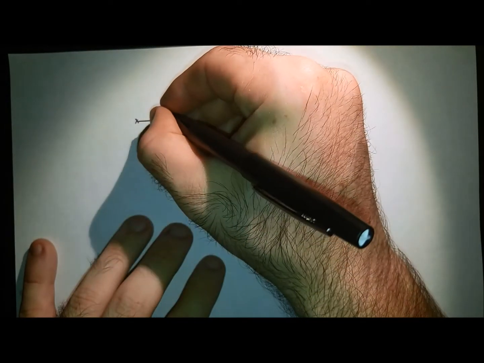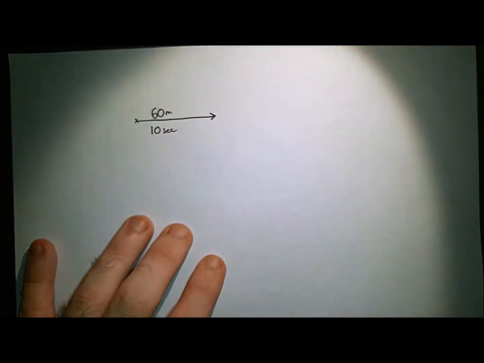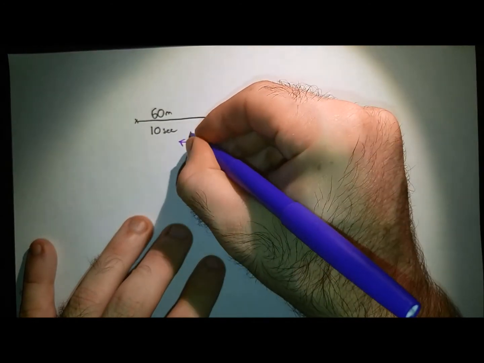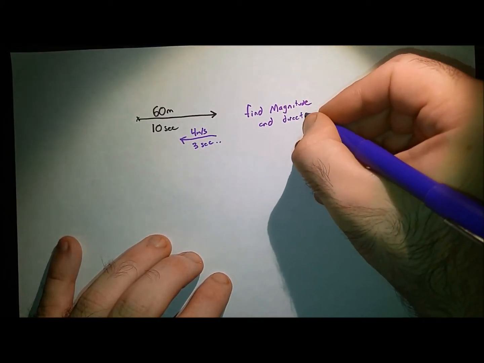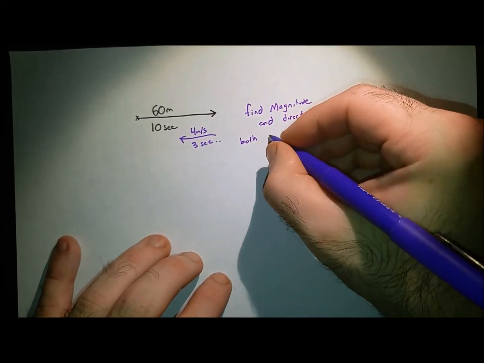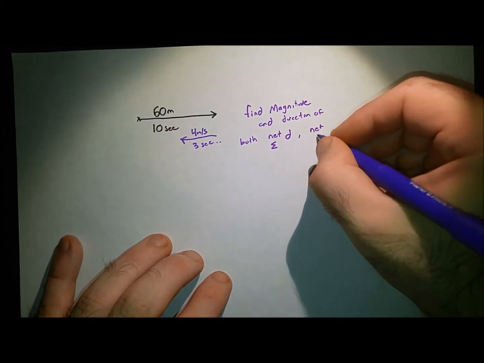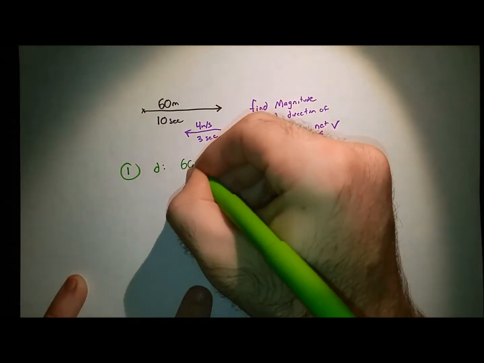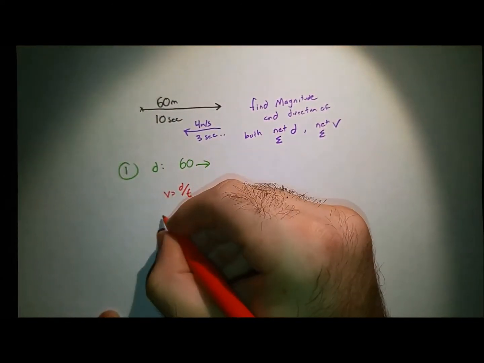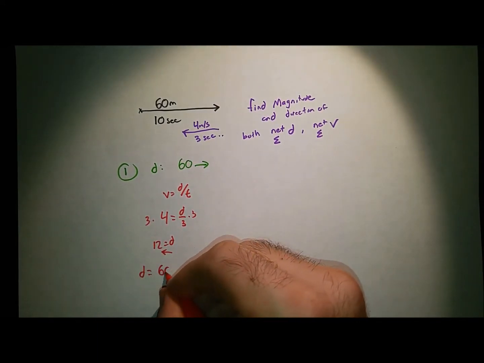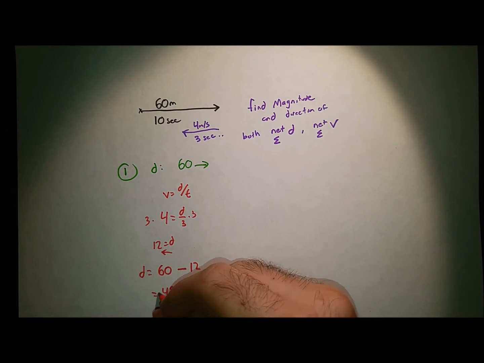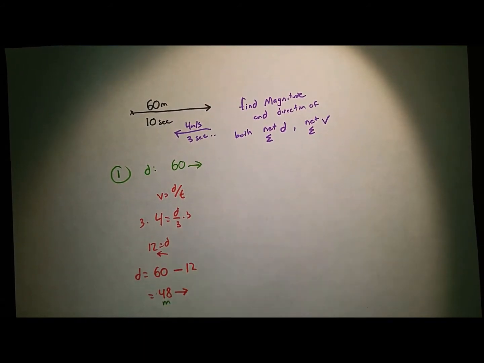So let's look at another situation where you go right 60 meters in 10 seconds, and then you suddenly turn backwards and go 4 meters per second for 3 seconds. Again, our goal is to find the magnitude or amount and the direction of both the net or sigma displacement and the net or sigma velocity. So first thing we're going to do is look at the total displacement. We know it's 60 right, and then we're going to use velocity as displacement over time for the left-hand one. The velocity is 4, the time is 3. I get 12 meters to the left. So you subtract them because they're opposite ways, and I get 48 meters to the right.